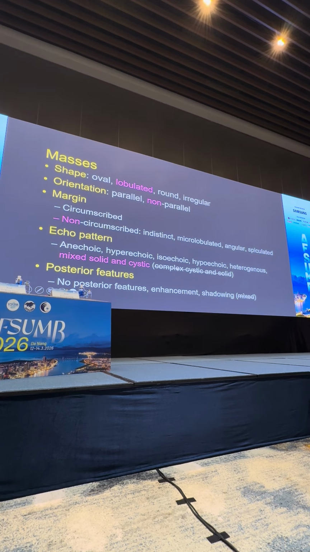So just to show you overall, again, we won't have time to go through every single one, but I want to give you a framework, an idea of everything here. So shape, orientation, margin, pattern, and posterior features, with all these words within them. And of course, for example, margin: circumscribed is less suspicious, and non-circumscribed is more suspicious, and with non-circumscribed, you can have indistinct, microlobulated, angular, and spiculated, spiculated being the most suspicious of the non-circumscribed terms. Does that make sense, everybody?